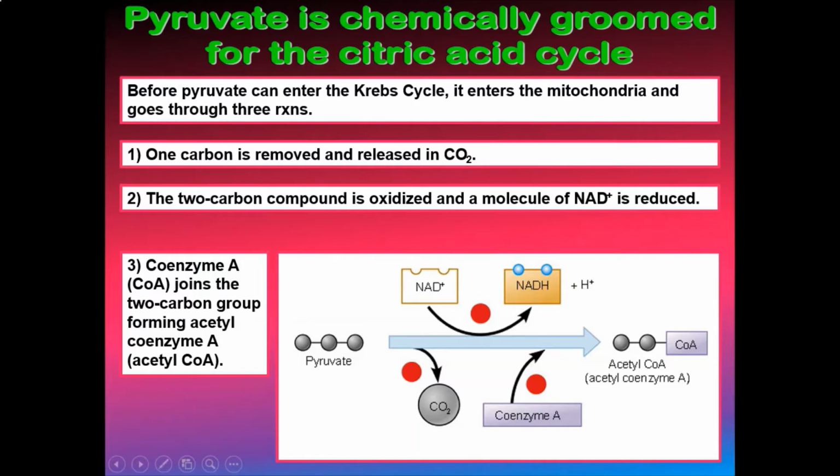Now, what else has to happen? You're left then, if you lost a carbon, with only 2 left, that's an acetyl group. Coenzyme A comes in here and says, aha, come here, acetyl group, I'll pick you up, and I'm going to take you to the Krebs cycle.